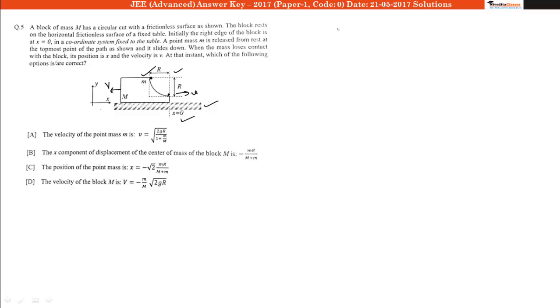From here, using conservation of momentum, we can say that small m v will be equal to capital M capital V, or we can say that capital V will be equal to minus small m by capital M times v. And by conservation of energy, we have half m v square plus half capital M capital V square, and this will be equal to the loss in potential energy of the point mass, which is m g R, since the vertical displacement of small m is capital R.